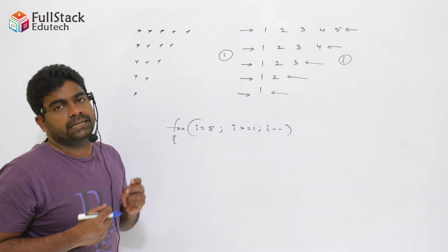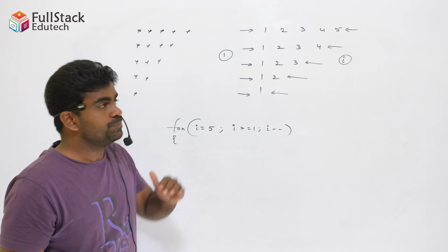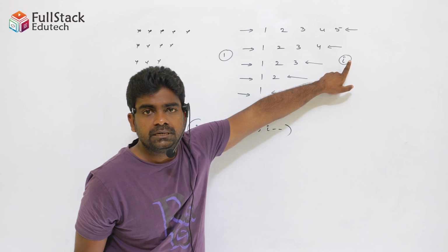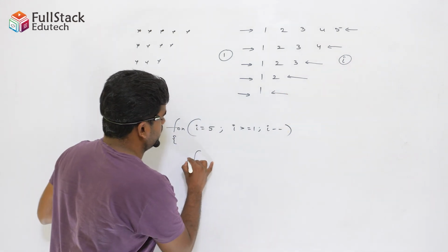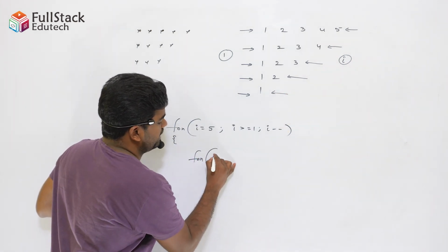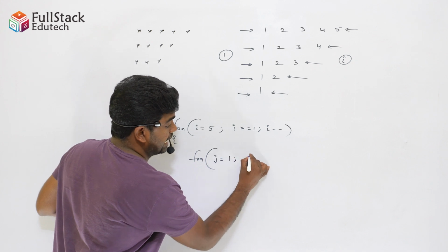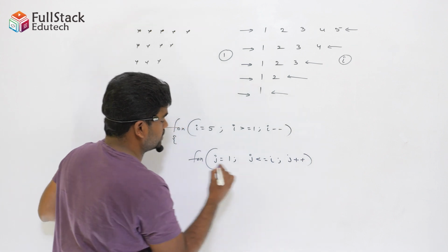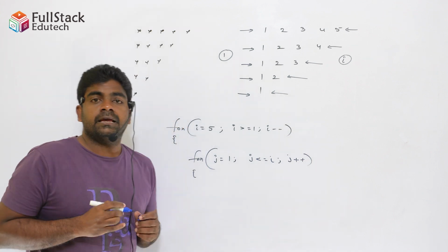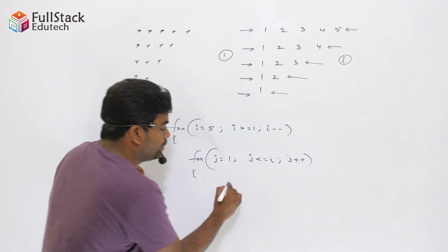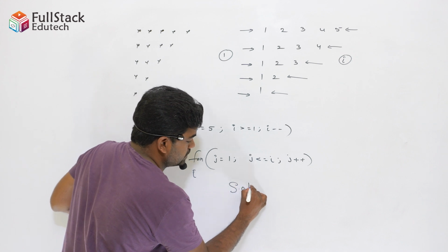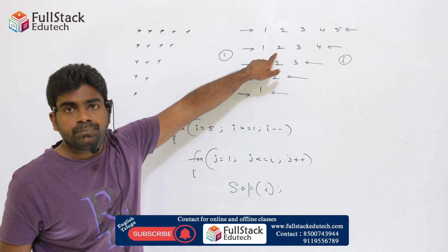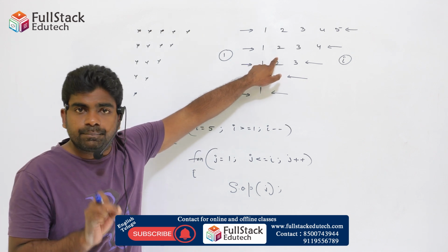Next come to the inner loop. In the inner loop, every row starts with 1 and ends with i. For j value starting with 1, ending with i, j plus plus. Like this we are writing the inner loop. If you print the j value, System.out.println(j), this pattern will print, but we don't want to print the numbers.